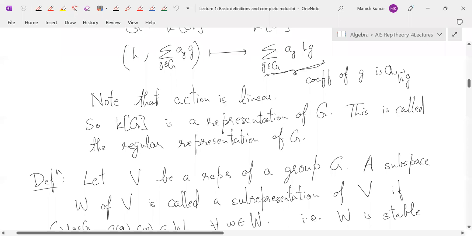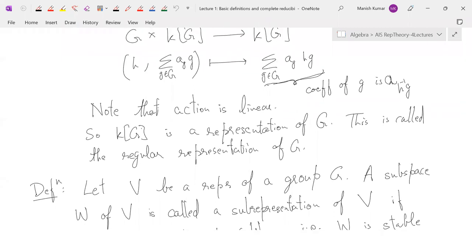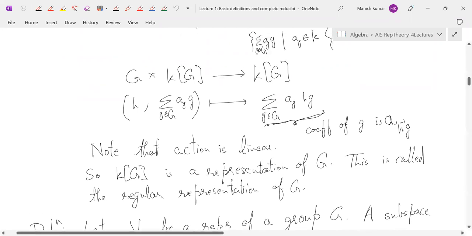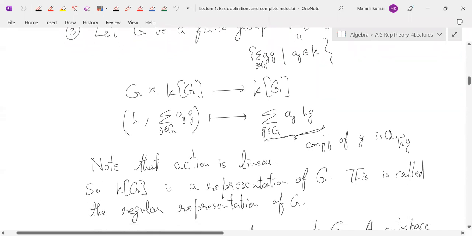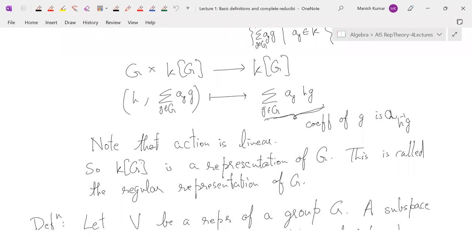Now from a representation, there is something called a sub-representation and things like that. So we'll define some more representations from given representations, and we also want to show that every representation you can break into building blocks called irreducible representations. Later on we will see that every irreducible representation sits inside the regular representation. That is what I meant, that the regular representation contains building blocks of all representations.